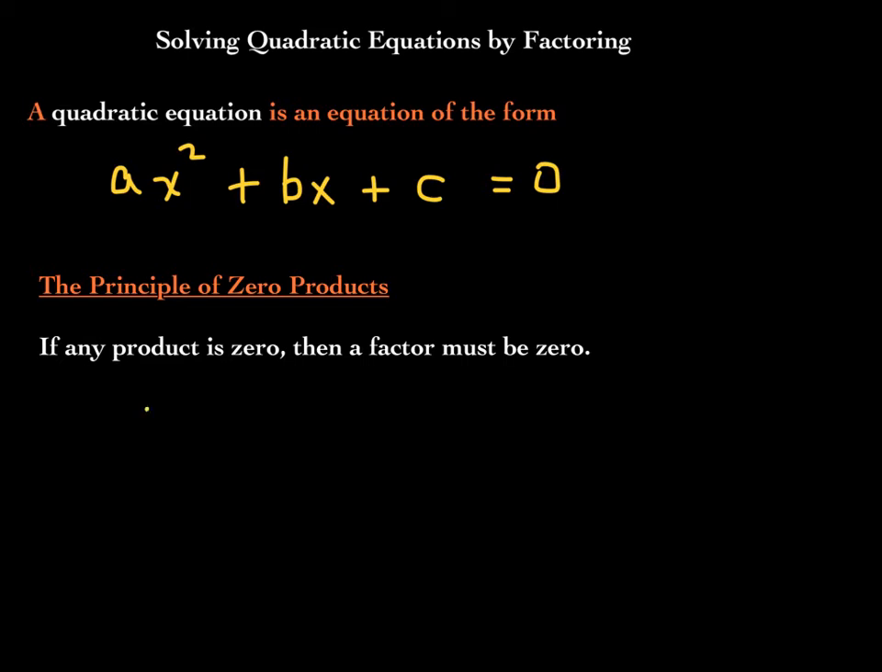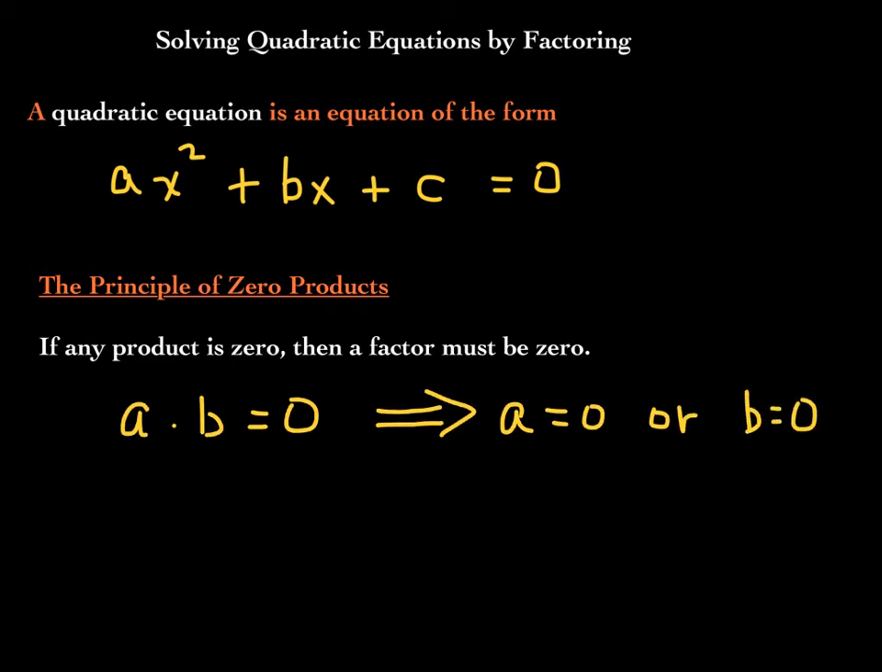In other words, if a times b is equal to 0, then that implies, this double arrow means implies, that either a is 0 or b is 0. Let me actually write the word "or" in the middle here. In other words, one of these factors must be 0 in order for the product to be 0.